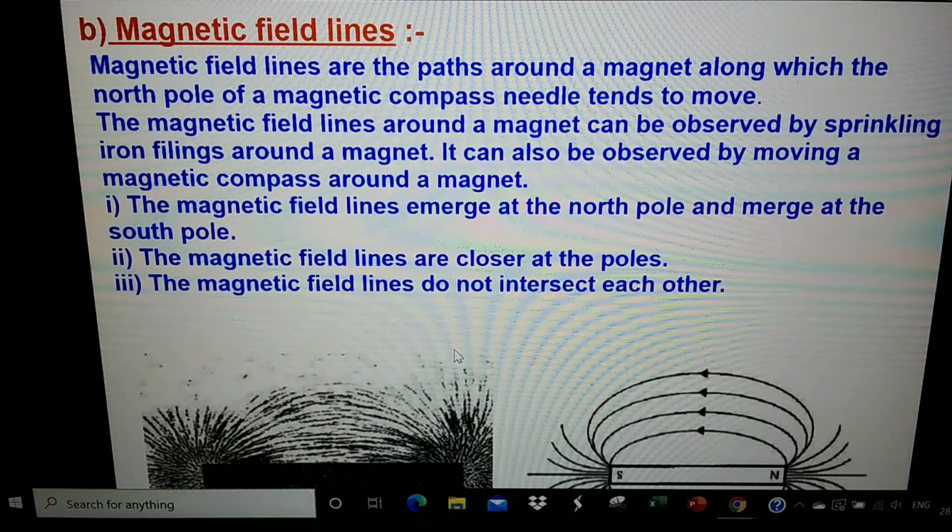The magnetic field lines emerge at the north pole and merge at the south pole. The magnetic field lines are closer at the poles. The magnetic field lines do not intersect with each other.